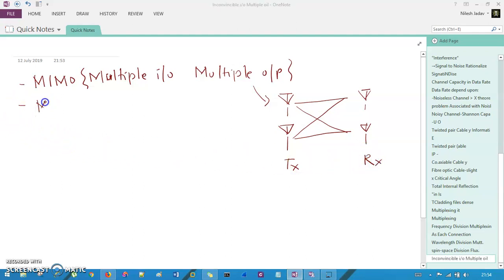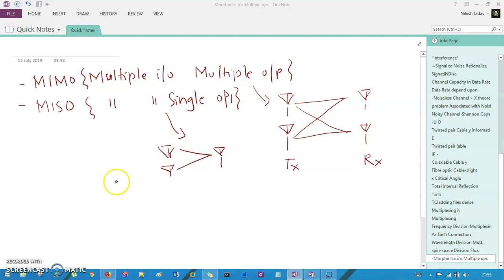In the same way, I have something called MISO. MISO is multiple input but single output. I hope you can draw the diagram on the basis of this. So it is going to be multiple inputs here, but now there is only one single output. So it is sending here and here. This is multiple input, single output.